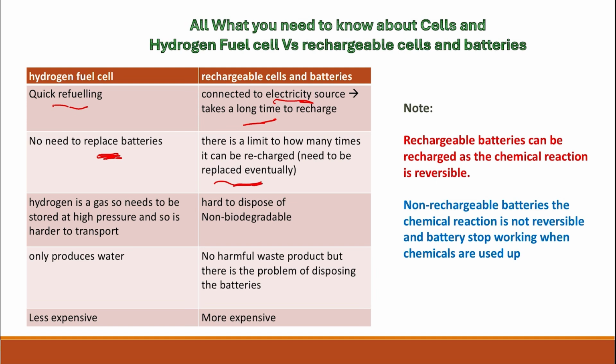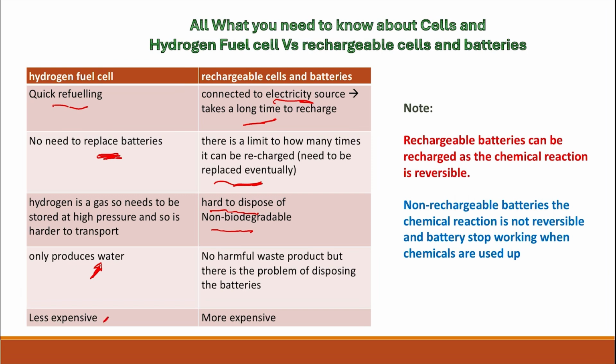Hydrogen itself is a gas, so it's very difficult to handle, but rechargeable cells do not use hydrogen, they are just connected to an electricity source, but they are very difficult to dispose of and they are not biodegradable. The only product of a hydrogen fuel cell is water, so there is no waste product. It's better for the environment. Although rechargeable cells also don't have any harmful waste product, the batteries have to be disposed of at the end of their life when replaced, so there is a problem in the disposal of the chemicals inside the battery.